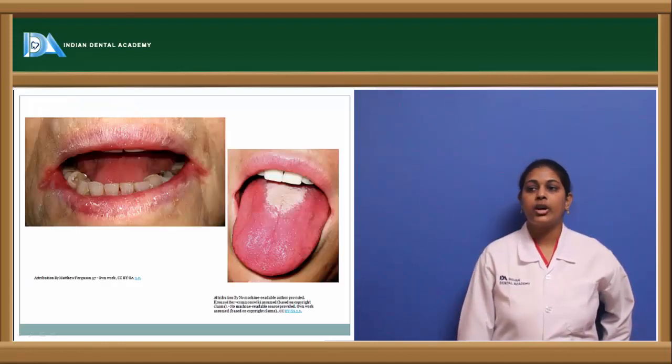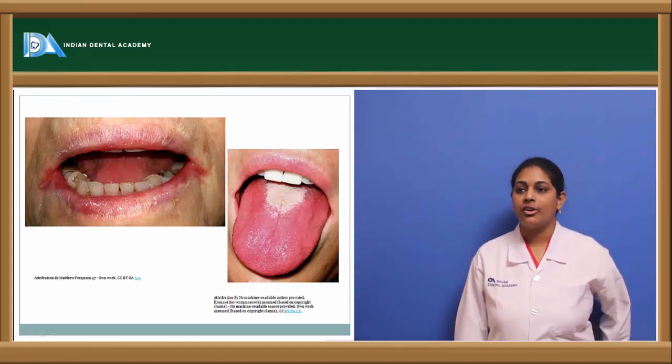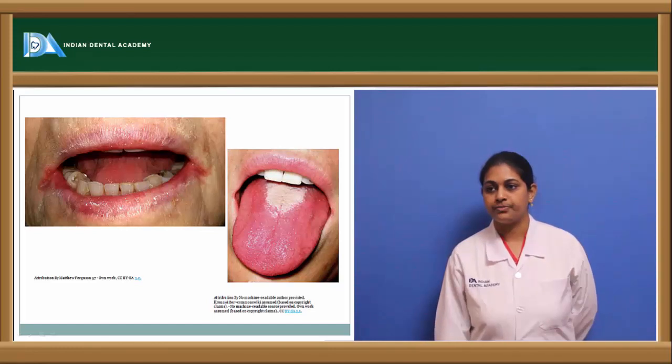This is a picture showing angular stomatitis as well as bald tongue, that is glossitis, in the second picture, and angular stomatitis, radiating fissures, in the first picture.